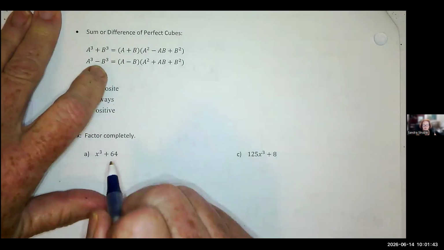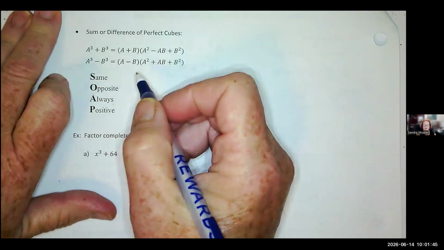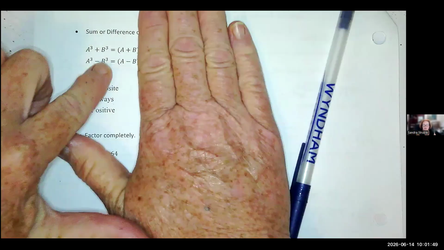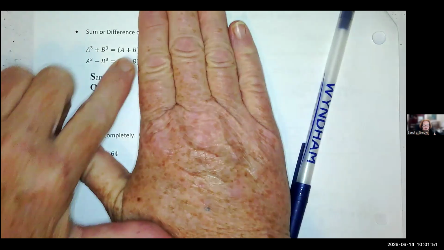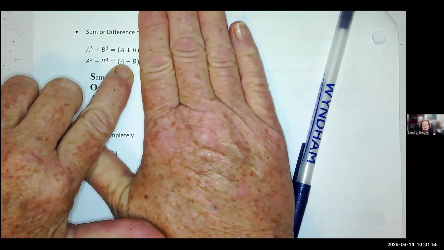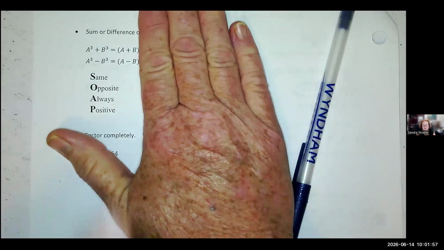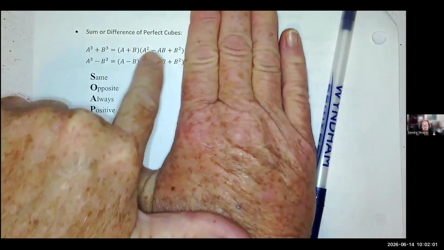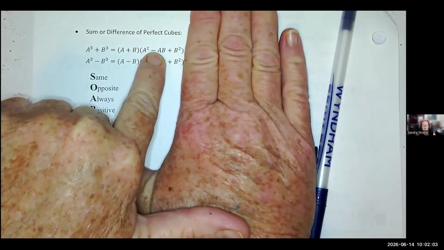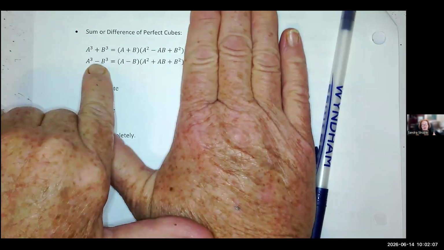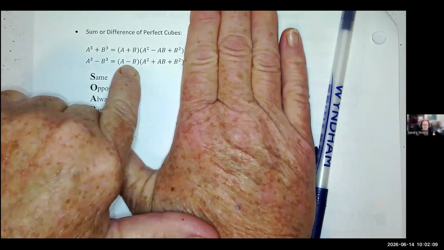All right, so if it's the sum, that means your binomial is going to be added. If it's the difference, your binomial is going to have the subtraction. Okay, if it is addition, if it's the sum, remember your binomial is positive, your trinomial is going to have a negative for its middle term. If your binomial is subtracted, if it's the difference, your binomial is negative and your trinomial is completely positive.